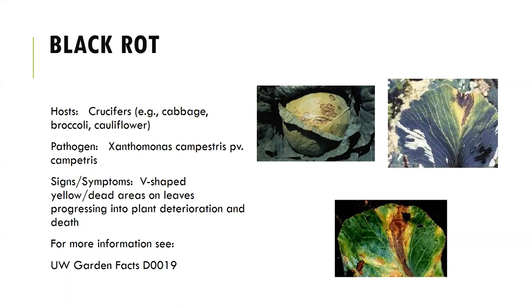As things progress, the blotches expand into more of a V-shaped area with the widest part of that V at the edge of the leaf and the point towards where the leaf attaches to the base of the plant. Those yellow areas will probably become brown and dead in the center, but they will retain a yellowish haloing around them. And sometimes the leaf almost becomes transparent and you can see the veins when you hold it up to the sun or light.